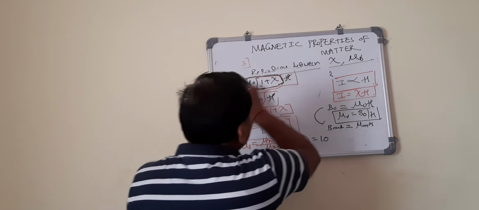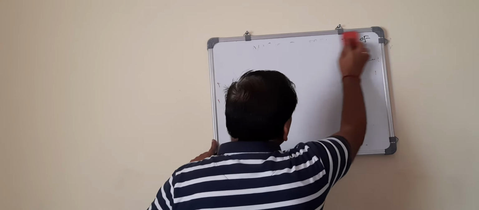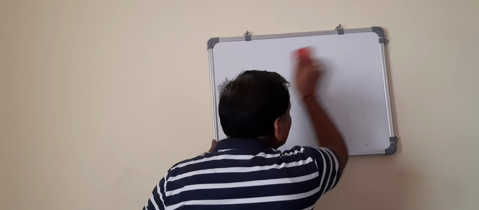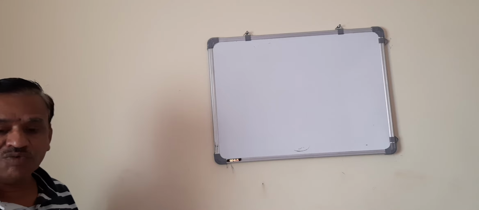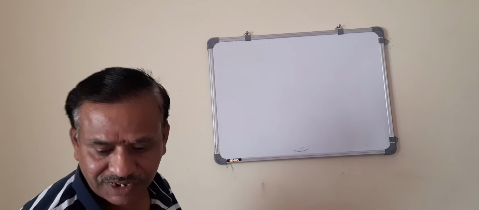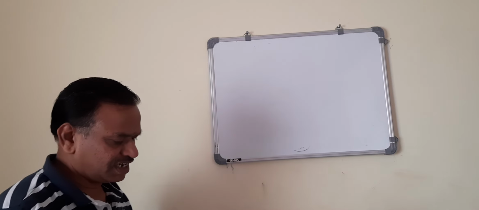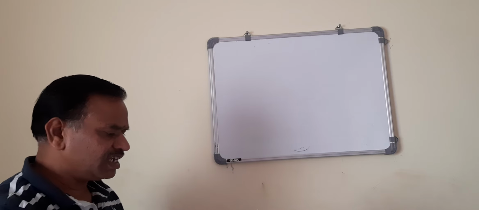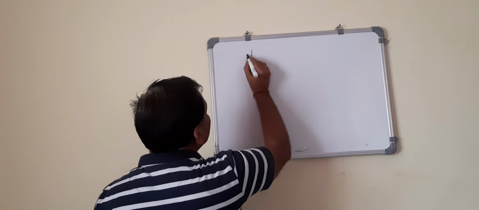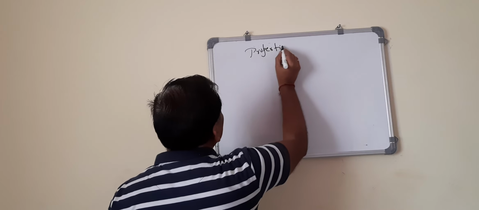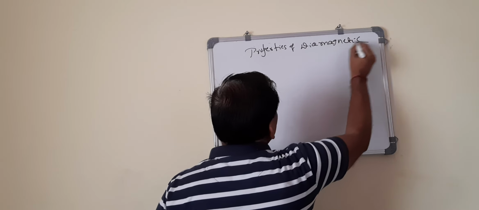Next is the difference between diamagnetic material, paramagnetic material, and ferromagnetic materials and all that. First I'll discuss diamagnetic material. In diamagnetic materials, you write the properties of diamagnetic materials.